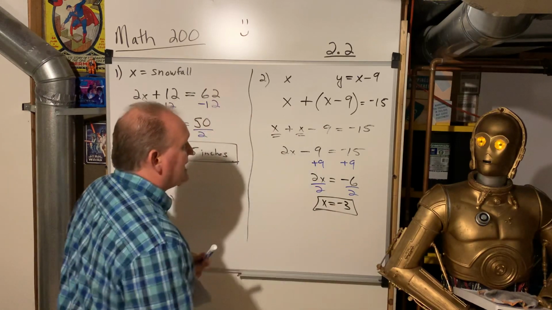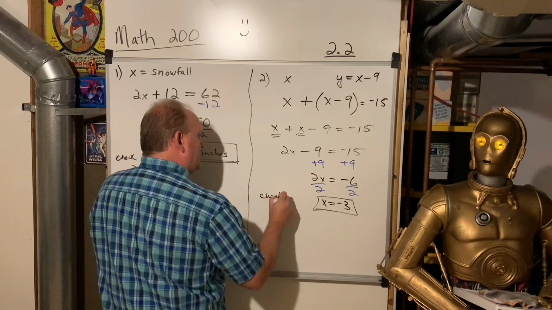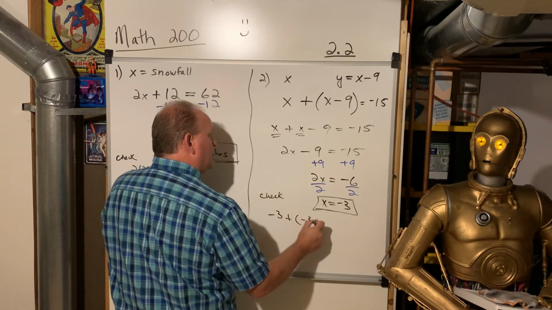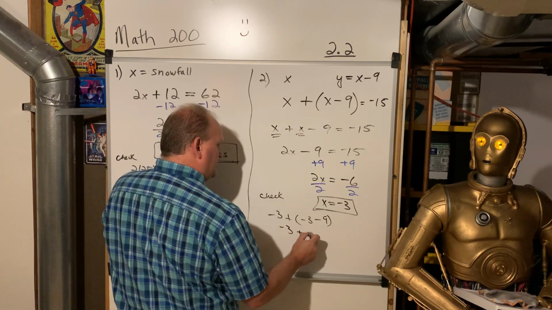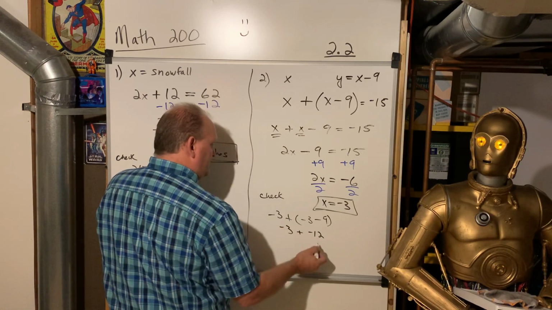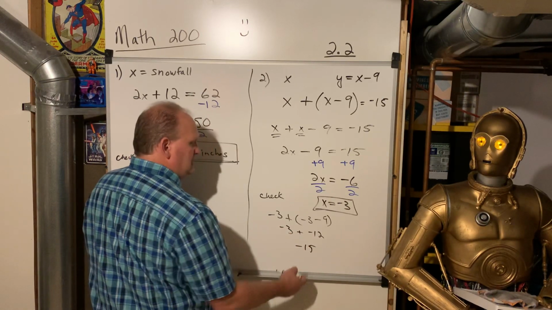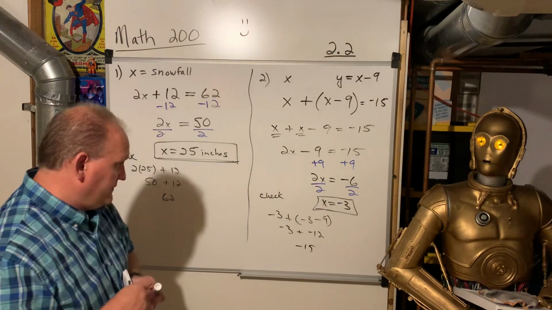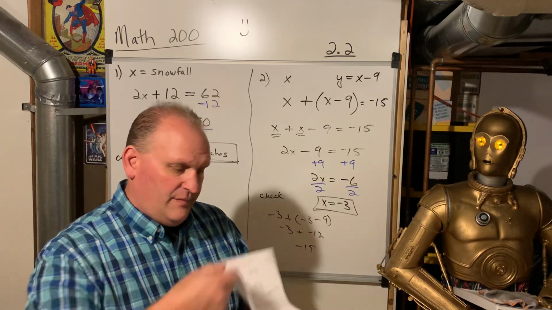And then you want to check that. So if I check that, I put it back in. That is negative 3 plus negative 3 minus 9. That's negative 3 plus negative 12. Negative 3 and negative 12 when combined is negative 15. And so negative 15 equals negative 15. So it checks out. That's the correct answer. All right. On to bigger and better things.